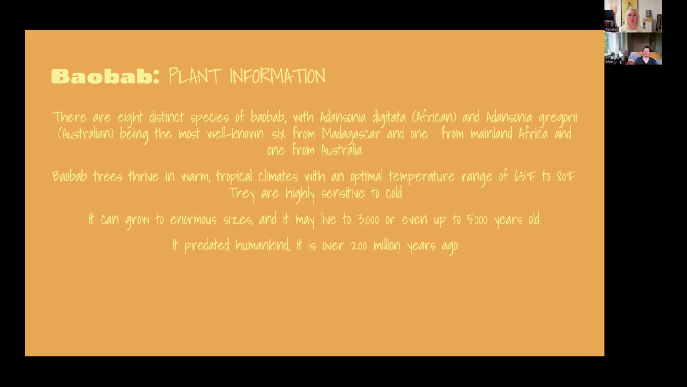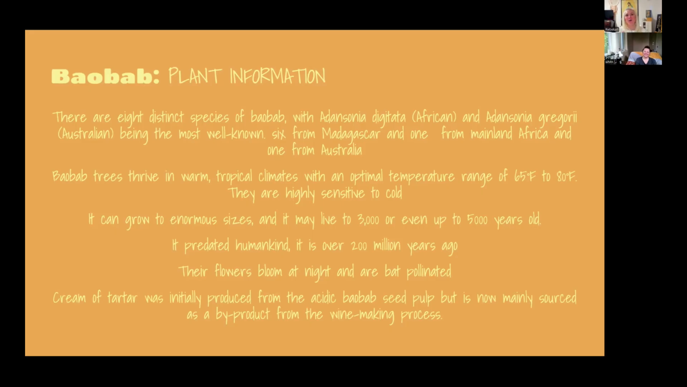It's been here for over 200 million years, this tree. So it's an elderly tree, old and wise. A crone tree, if you will. Exactly, a crone tree. They have flowers, but the flowers bloom at night and they're pollinated by bats, which is always a lovely thing.